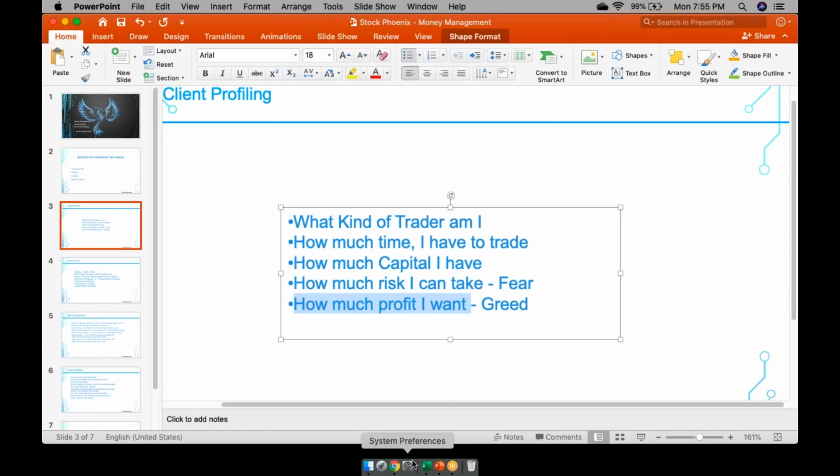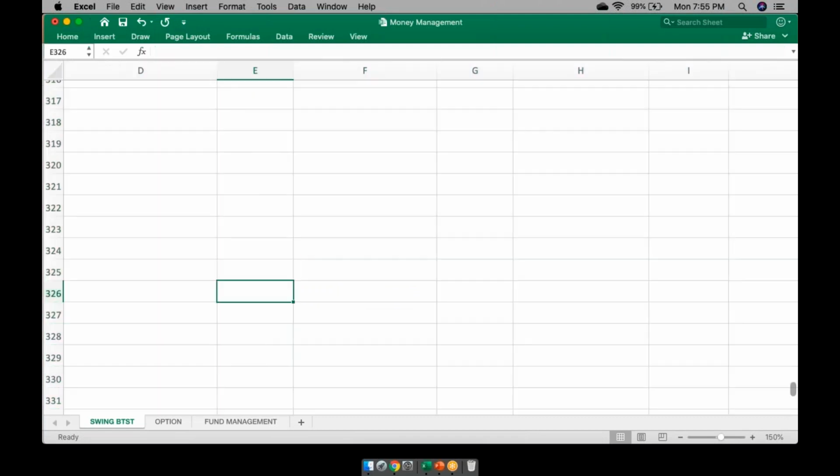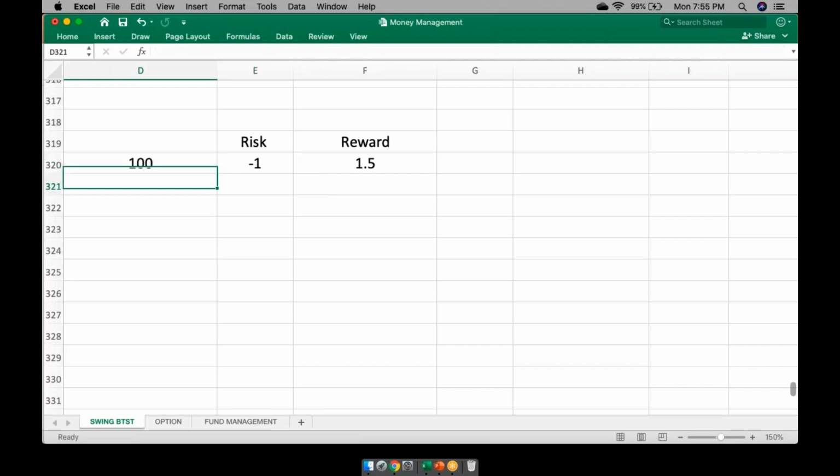You are not clear. Okay, I'll repeat again. In simple terms, if you are taking a risk of 1 rupee, your reward should be more. For example, you are buying a stock at 100 rupees. Your stop loss is minus 1, and your target should be at least 1 rupee 50 paisa.